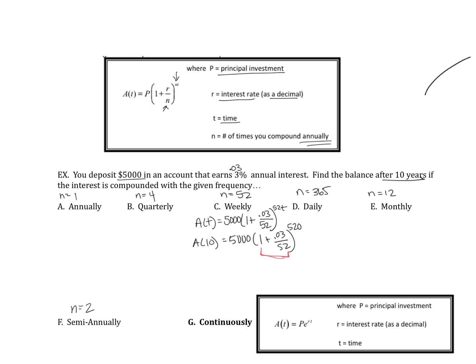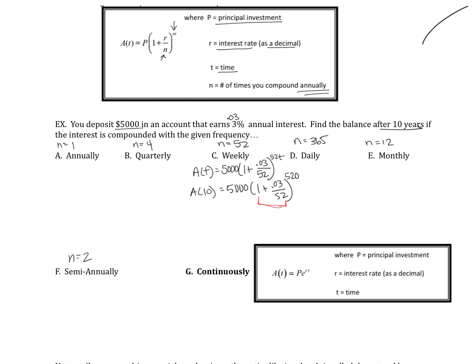I'm not going to do A, B, D, E, or F. You can work on those. All of your answers for A through F are going to be very close to each other numerically. The more it's compounded, the more money you make. So D really should be the largest number and A should be the smallest, but they're all going to be fairly close to each other, and you can check it in the filled in packet. Let's move on down and look at continuously.